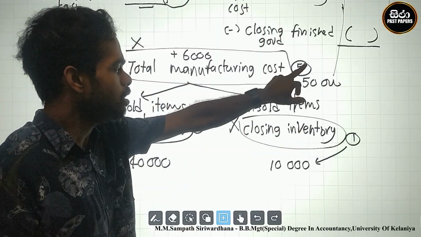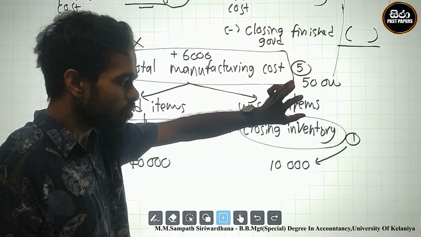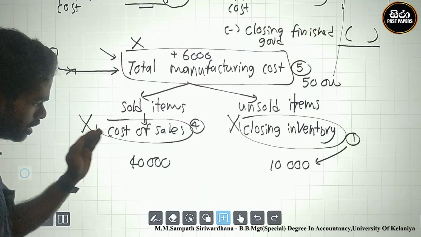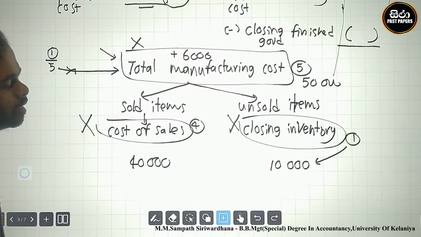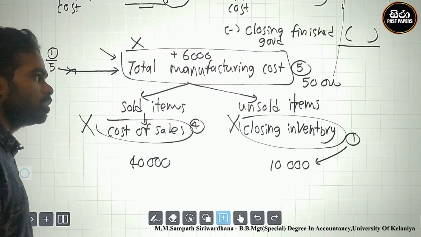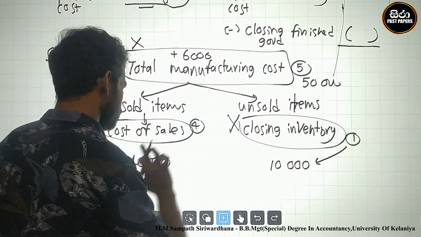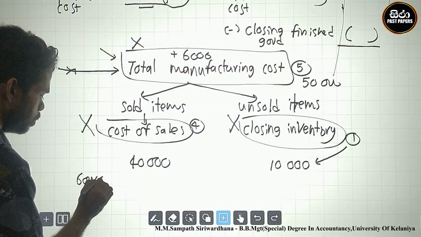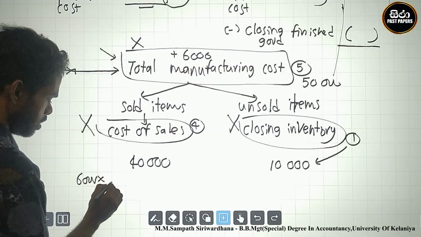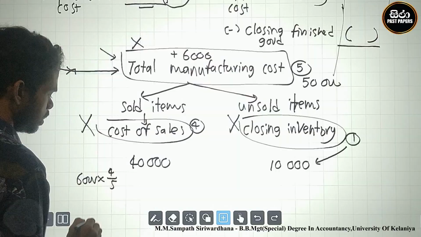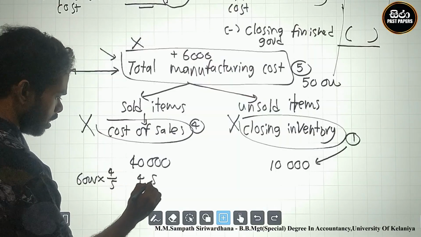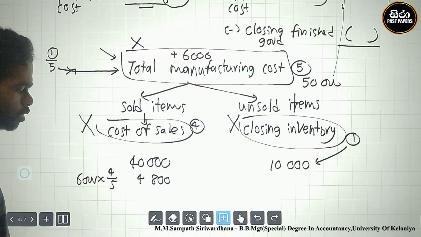One part, there are 5 parts, no? 1 of 5 is in the closing inventory. The other part is in the cost of sale. Therefore, this 6,000 is divided into two allocations. This 6,000 into these 4 parts. 5 into 4 is what? 4,800 should be included in cost of sale.